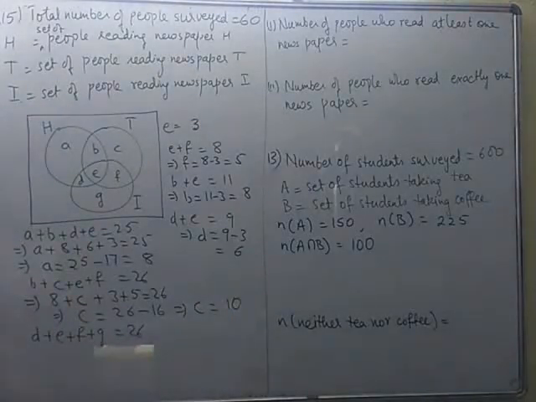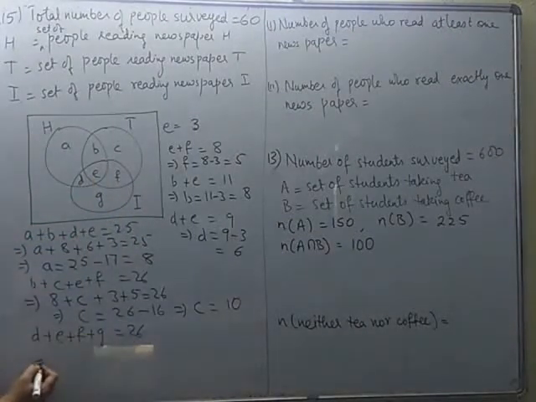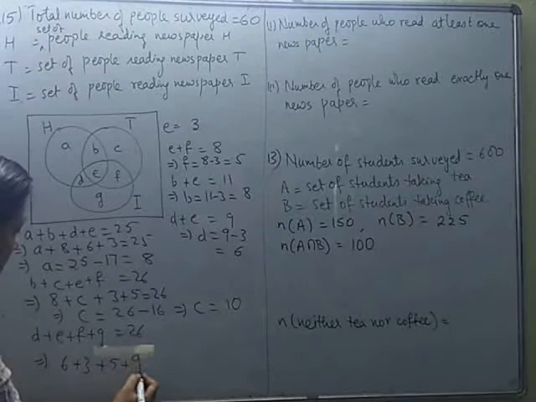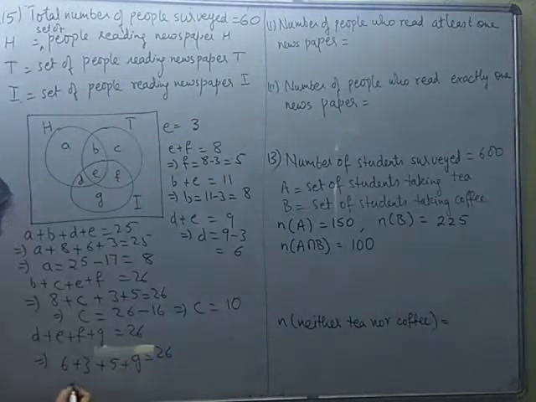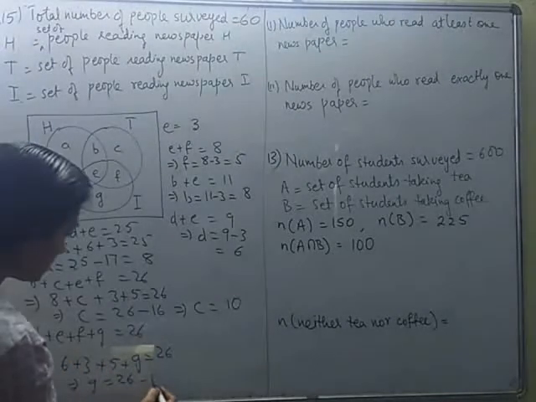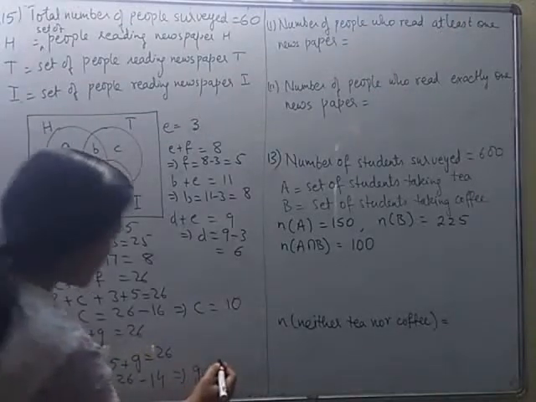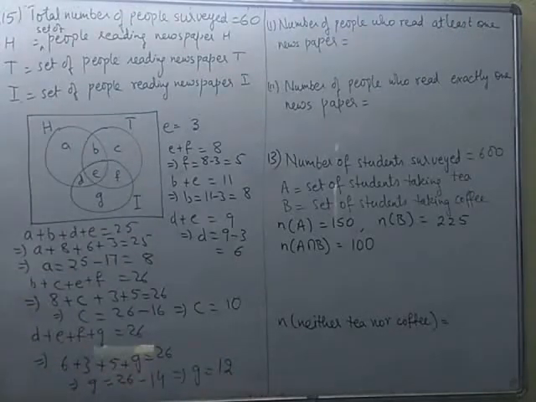Then comes the last condition, which says the total number of people reading newspaper I was 26. So from here we can find the value of G. D is 6, E is 3, F is 5, plus G is equal to 26. Which means G is 26 minus the sum of 5, 3 and 6. 5 plus 3 is 8, 8 plus 6 is 14. So 26 minus 14 means G comes out to be 12. So you can see all the numbers can be easily evaluated.